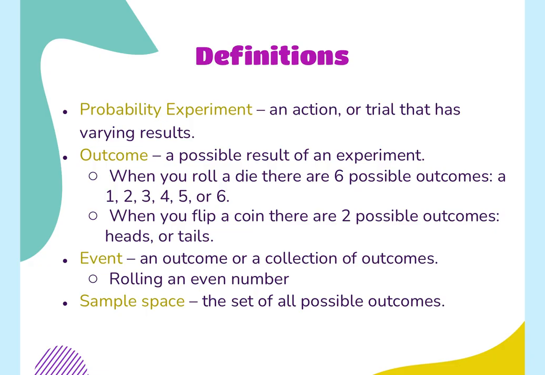So some vocab terminology on this slide. The first is the probability experiment, which is an action or trial that has varying results. Like a science experiment? No, but it would be probability. So like the chances of blank.